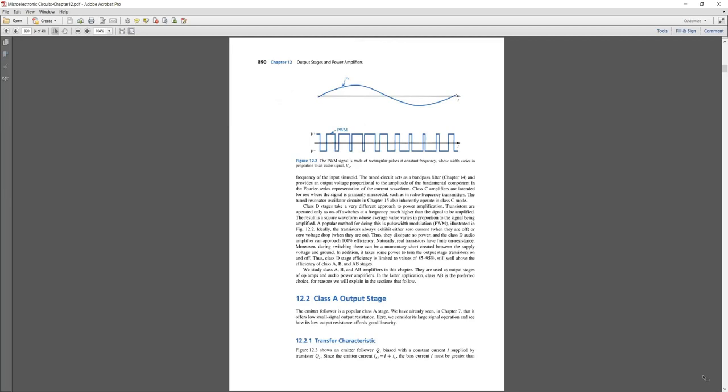So in the book, they talk about BJTs, and that's still valid, but we can also have CMOS output stages. So let's go to figure 12.20 and take a look at a source follower, and look at it from a class A perspective.